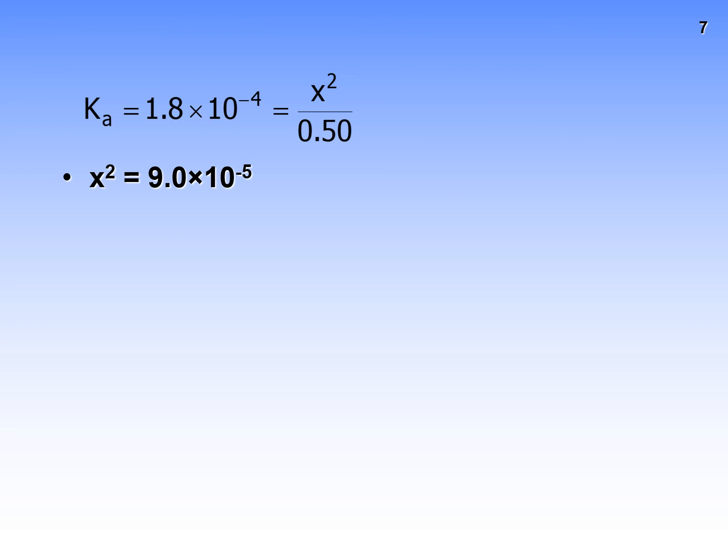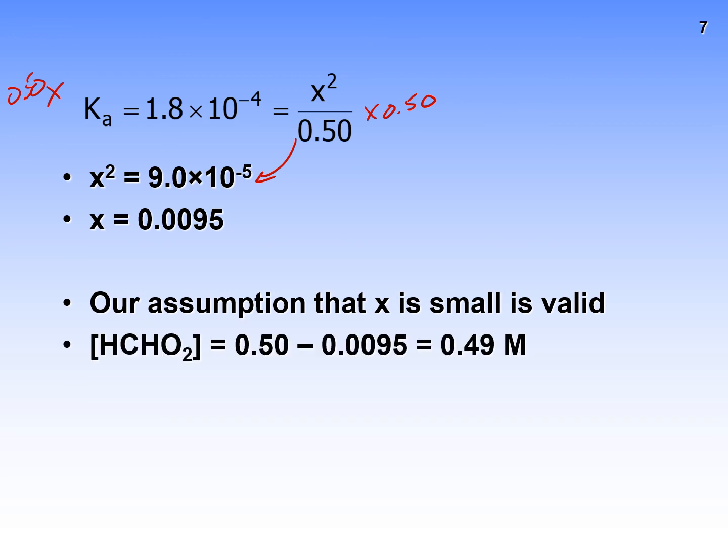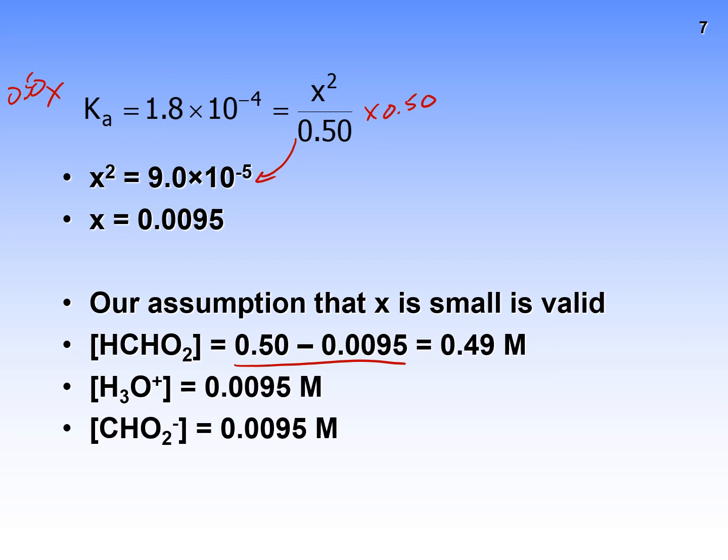So again, we solve, we get that effectively, if you round, that for x. Again, to get this one, we just multiplied both sides by 0.5. Our assumption that x is small is valid. It is, in fact, less than 5% of 0.5 molar. We can now plug into our equilibrium row and get the rest of the values, right? So if we plug these in and subtract, we get 0.49. Our H3O plus concentration is 0.0095. Formate concentration is 0.0095. And we can move on to the next ICE table now.